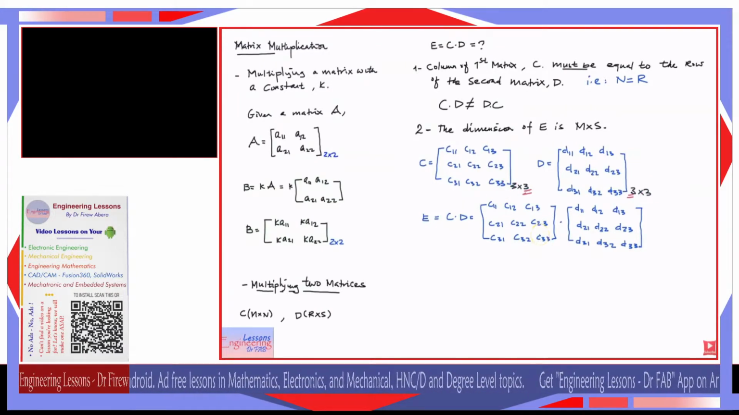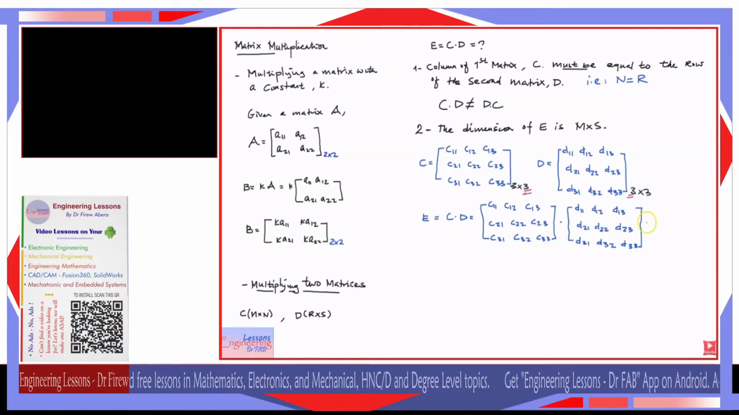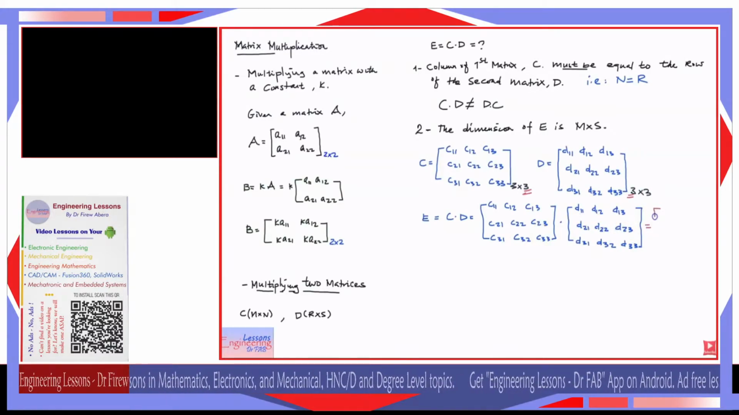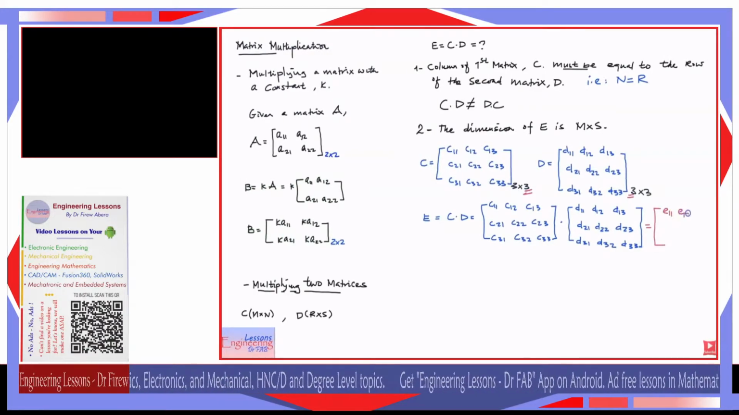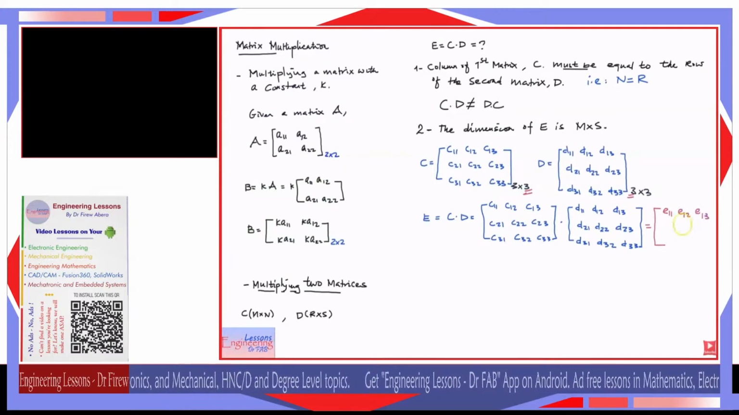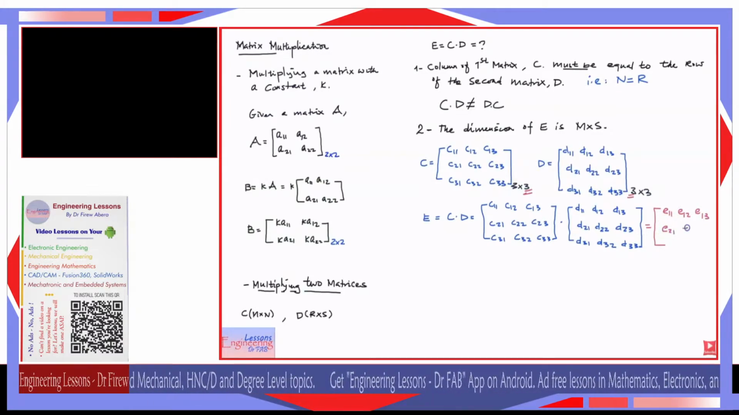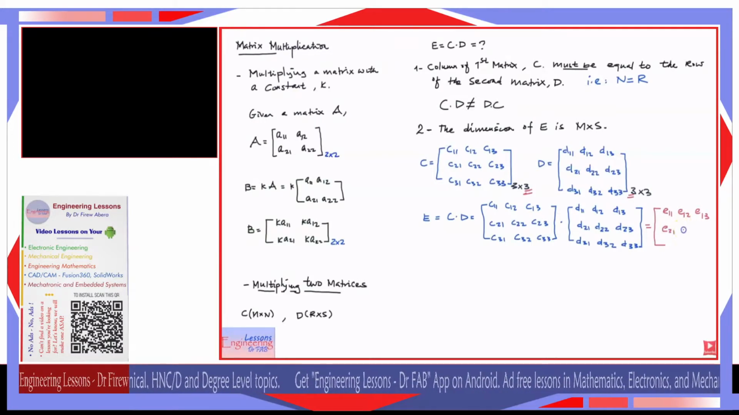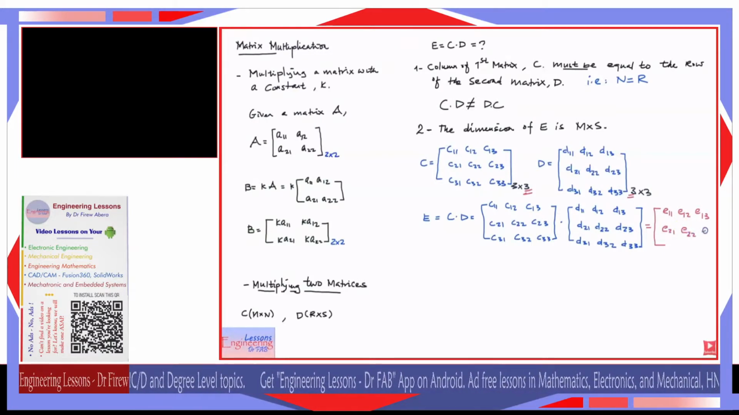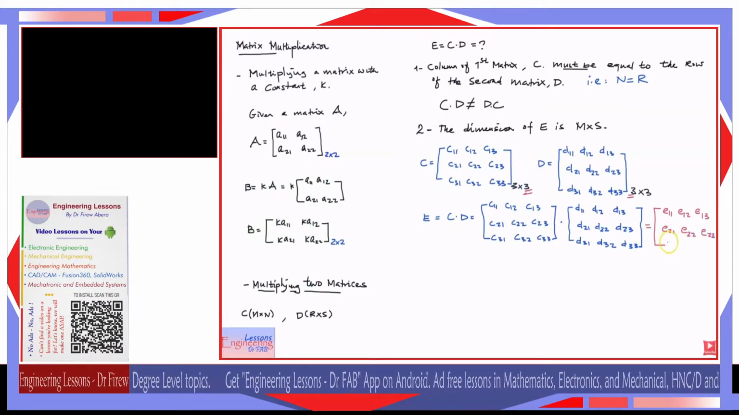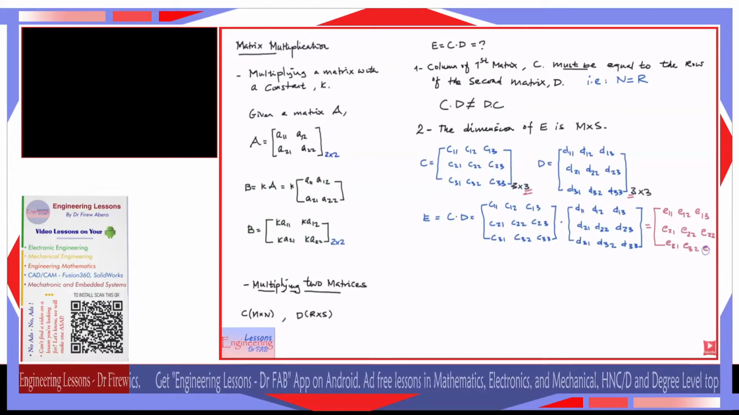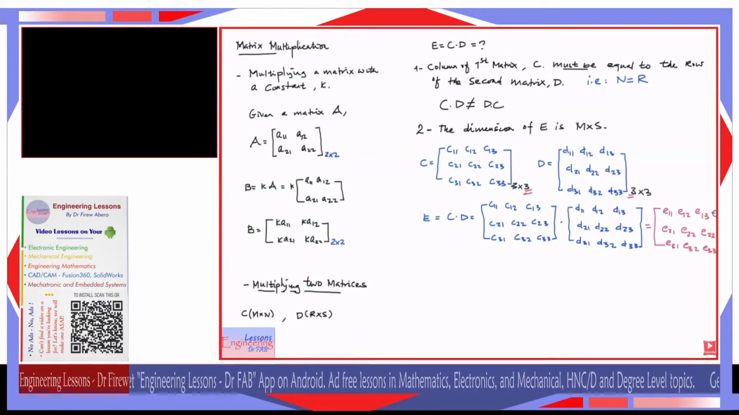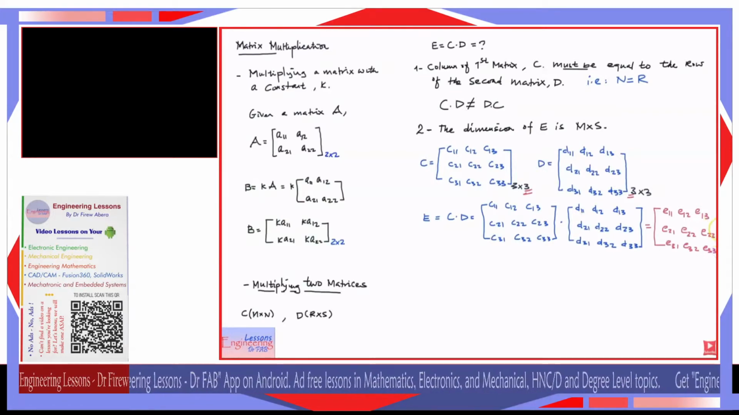Okay. Now, the product of this is going to be what? This is going to be E11, E12, E13, E21, E22, E23, and E31, E32, E33. Okay, so that is what the product is going to be.